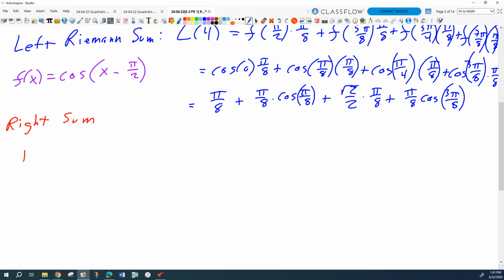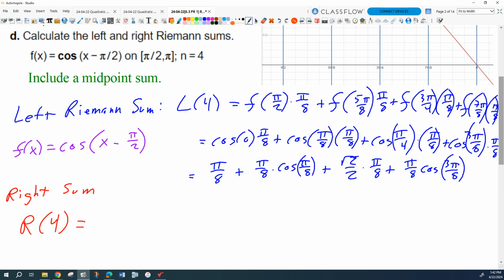Yeah, the right sum, so R of 4. Okay, so what is the right edge of the first rectangle? Where is the right edge? It's going to be, okay, good. So it's going to be 5/8 pi, right? Okay, so look, 5/8 pi.